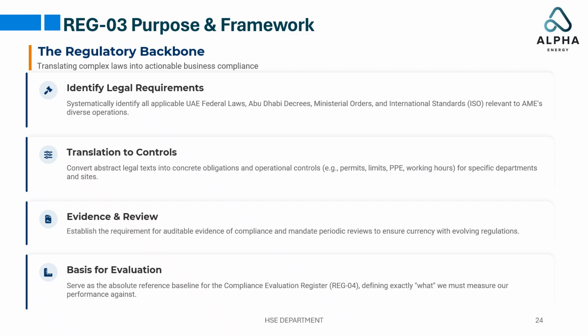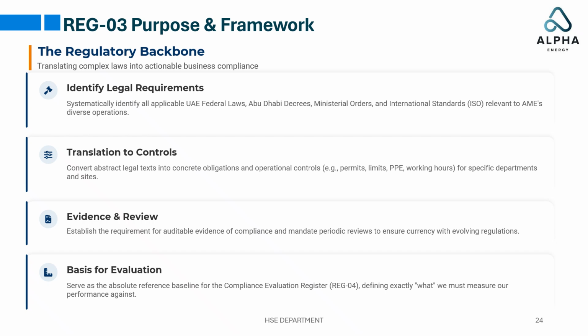The Reg 03 Legal Requirements Register serves as the regulatory backbone of the HSE management system by translating complex legal obligations into practical compliance measures. Its purpose begins with identifying legal requirements, where all applicable UAE federal laws, Abu Dhabi decrees, ministerial orders, and relevant international standards such as ISO are systematically identified and reviewed to ensure they apply to Al Masood Energy's operations.